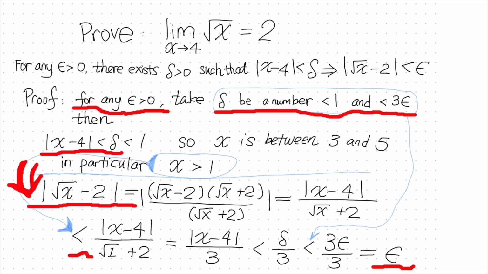So we have shown for any epsilon greater than 0, there exists a delta, which can be any number less than 1 and 3 epsilon, such that the distance between x and 4 less than delta implies the distance between the square root of x and 2 less than epsilon, which is the definition of saying the limit of the square root of x as x goes to 4 is 2.